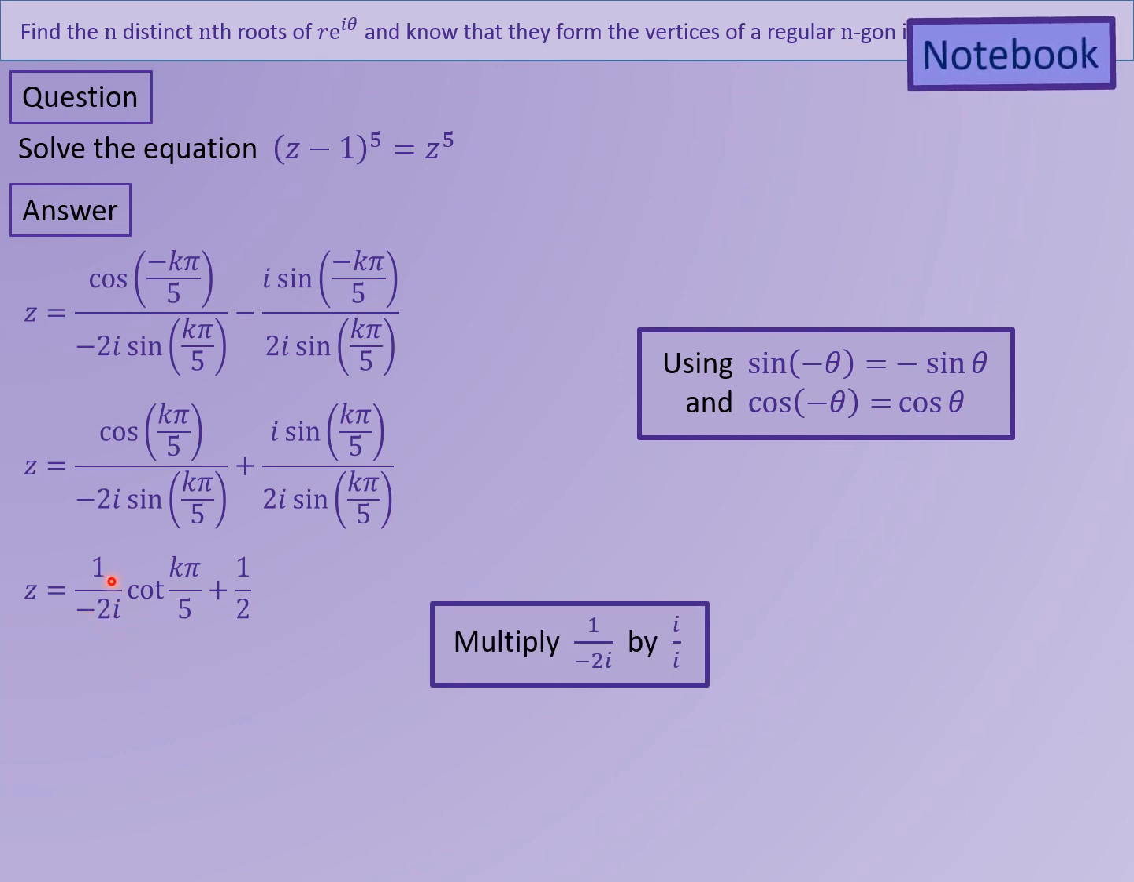Well, to get that to the numerator, I could just multiply top and bottom by i. If I do that, I get i over i squared, but the minuses will cancel each other out and leave me with i over 2. So the real part will be a half, and the imaginary part will be a half cot k pi over 5. Well done if you managed to follow all that through.